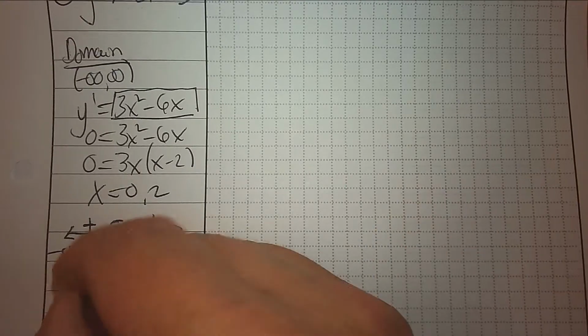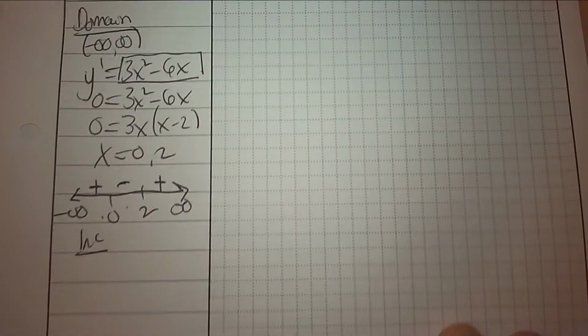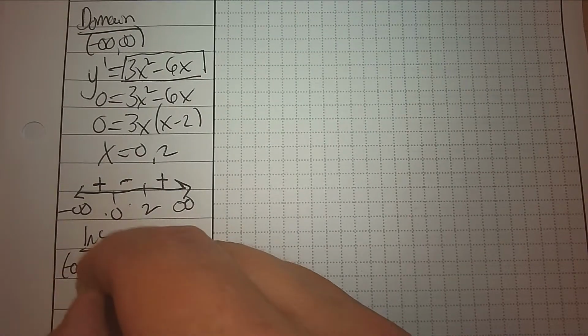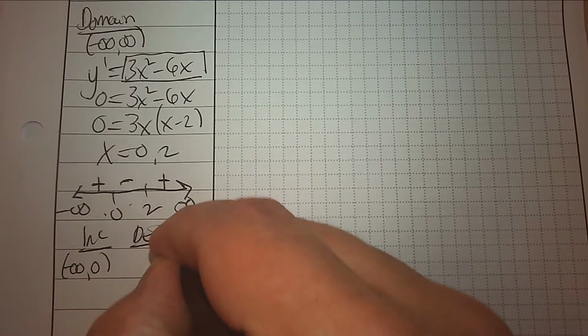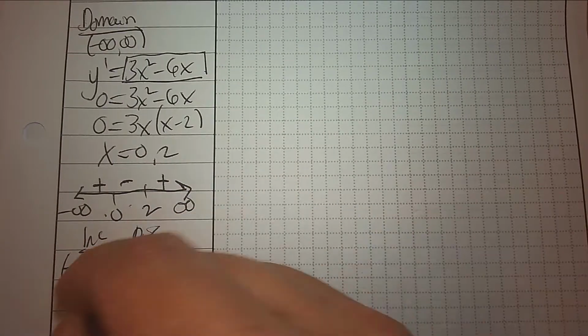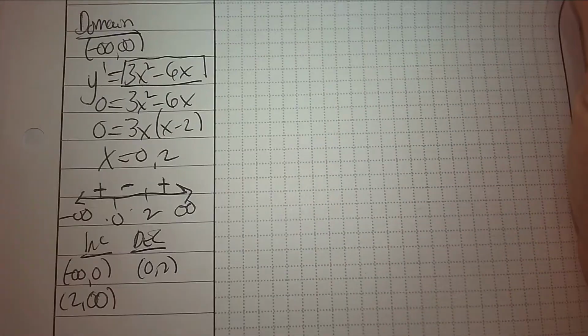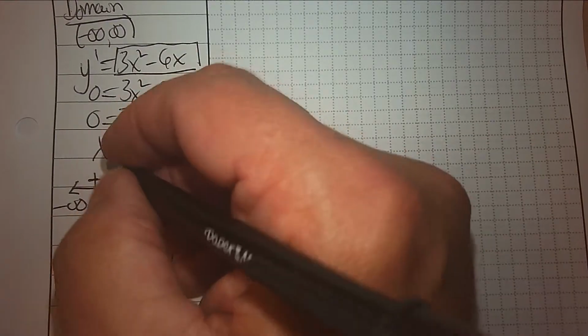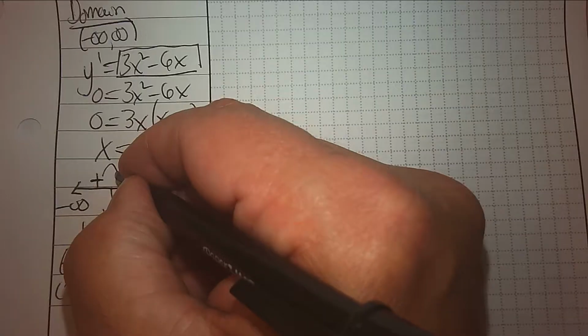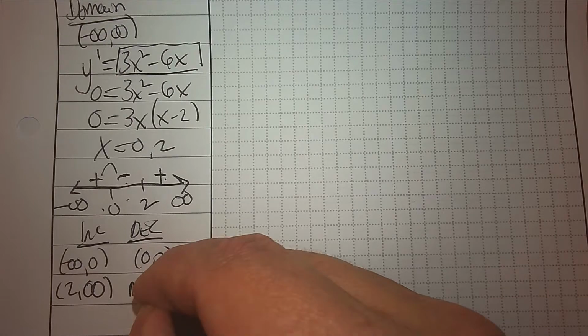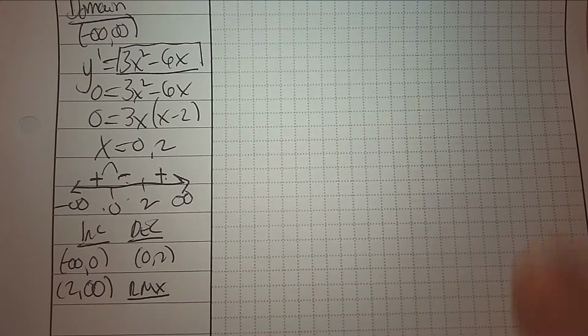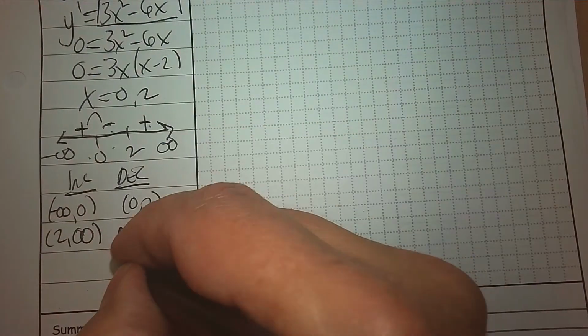So what did we just find? This function is increasing from negative infinity to 0. It's decreasing from 0 to 2, and increasing again from 2 to infinity. Whenever the signs change, it creates a turning point. So when we go from increasing to decreasing, it creates a maximum. So we have a relative max when x equals 0.